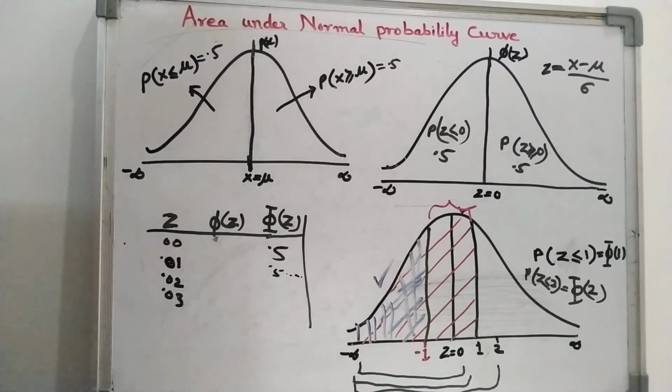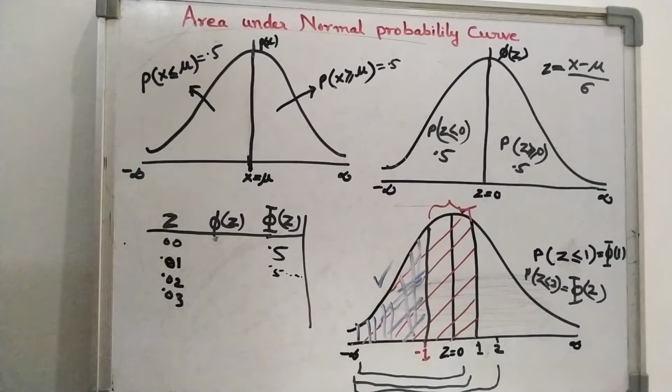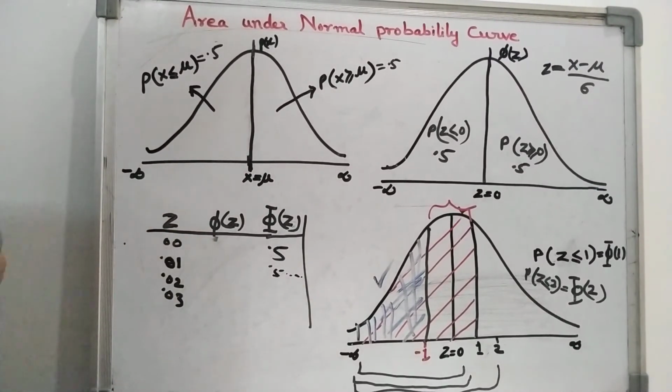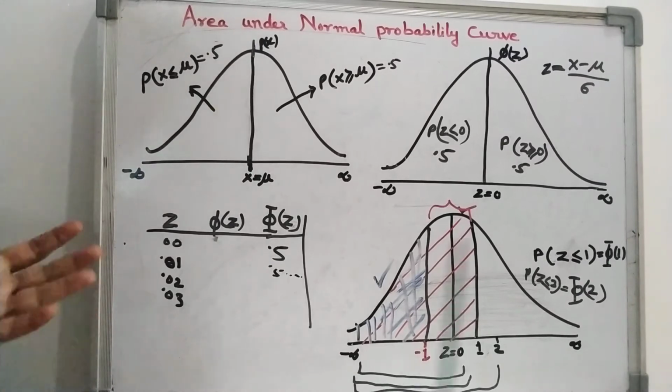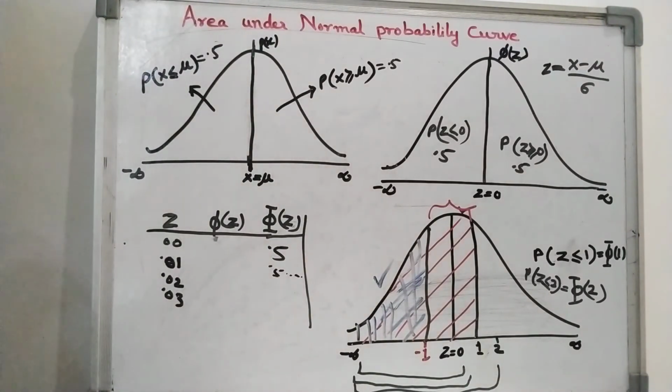So this is the technique of finding different probabilities in this chapter without calculation. Just using the table, if the area of some part is given and we are asked to find the area of another part, we just handle it technically and find it. So I hope you understand how to find the area.